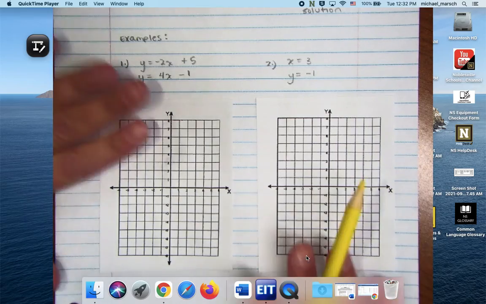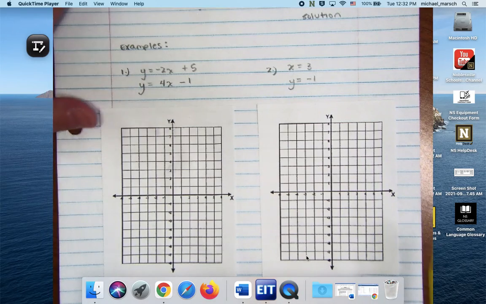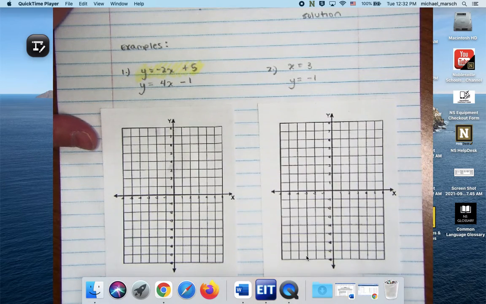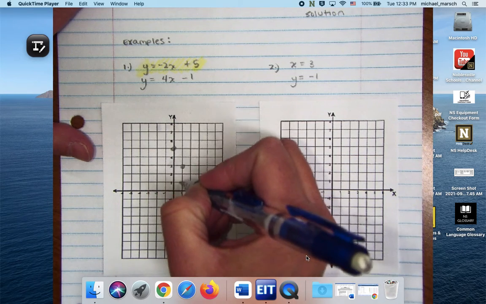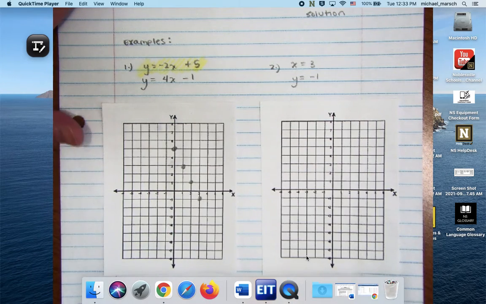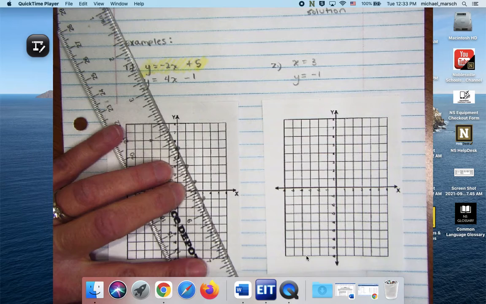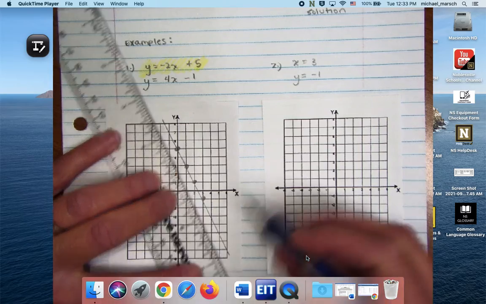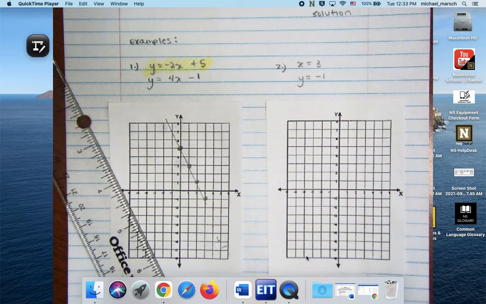Okay. So we're going to graph our equations. We're going to highlight the color for each specific equation. So for this one, I'm going to plot the 5. I'm going to go down 2 over 1. I'm going to connect them. Excuse me, thank you.